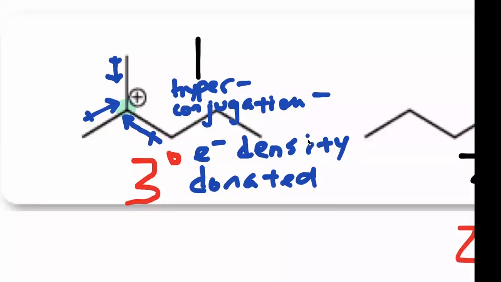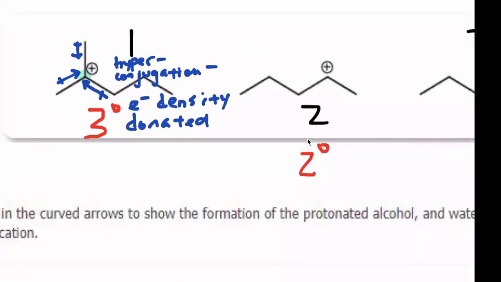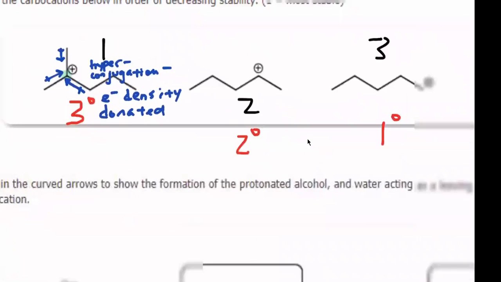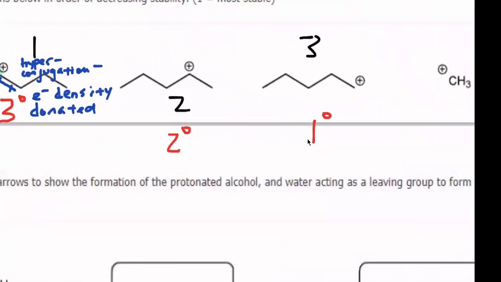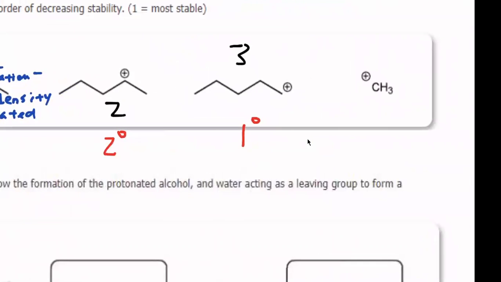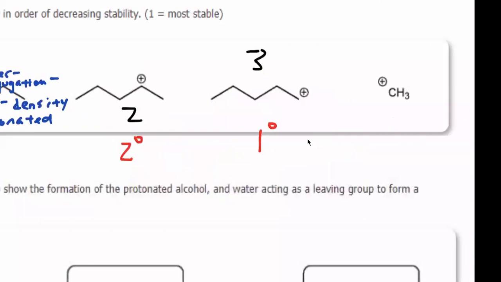So you can imagine, as you take carbons away from that carbon that has the plus charge on it, then the stability is going to decrease. That's why the secondary is less stable. And then the primary is even less stable. And then the methyl is the least stable of all of them. The one on the very end that I had covered up. That's the worst of all because it has no carbons around it to help stabilize it.